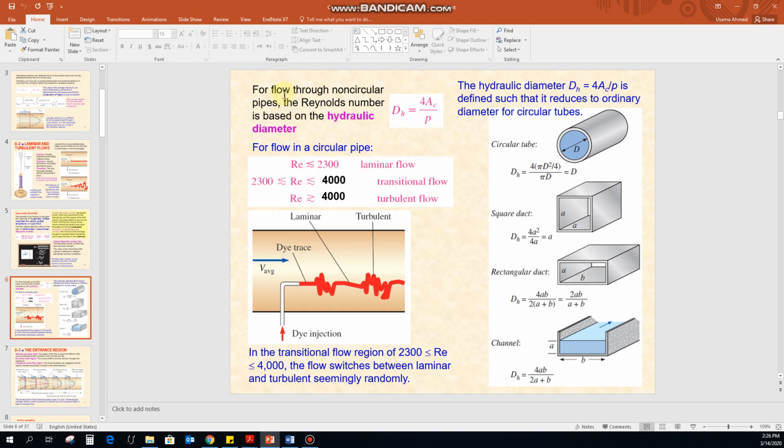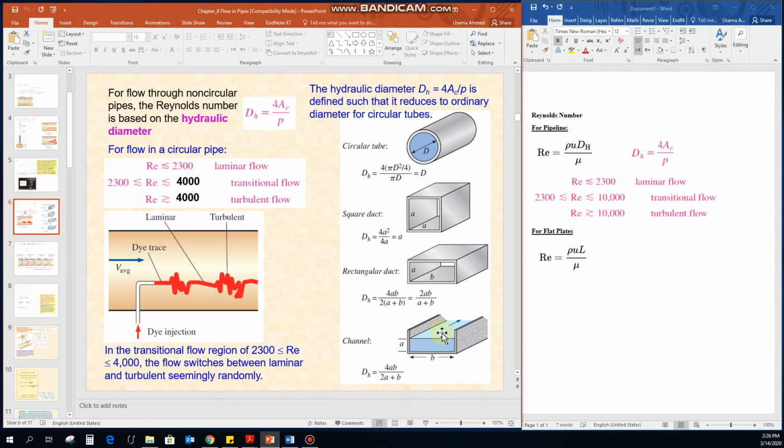Okay. Now for flow through non-circular pipelines, the Reynolds number is based on the hydraulic diameter. For example, if we are dealing with circular pipelines, the Reynolds number calculation uses this equation: Reynolds number equals rho u d divided by mu. For a circular pipeline, it is quite obvious that you can use the pipe diameter in this equation. But in case you are dealing with non-circular pipelines like square ducts, rectangular ducts, or open channel flows, then what diameter should you use for the Reynolds number calculation?